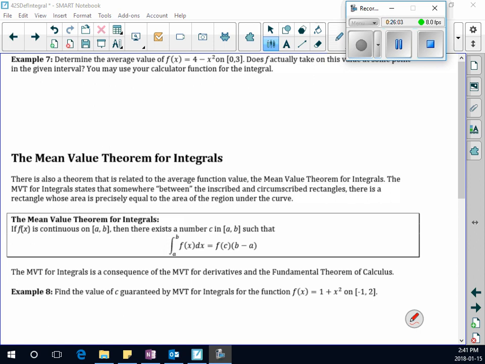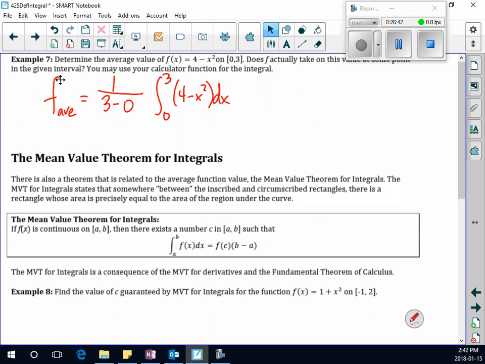Okay, so here's a question. It says, determine the average value of f of x equals 4 minus x squared on 0 to 3. Does f actually take on this value at some point in the given interval? You may use your calculator function for the integral. So does everybody see we're trying to find f average? So that is equal to 1 over b minus a. So what would that be? 3, but I'm going to write my thing out. So 3 minus 0 of the integral from 0 to 3 of 4 minus x squared dx.